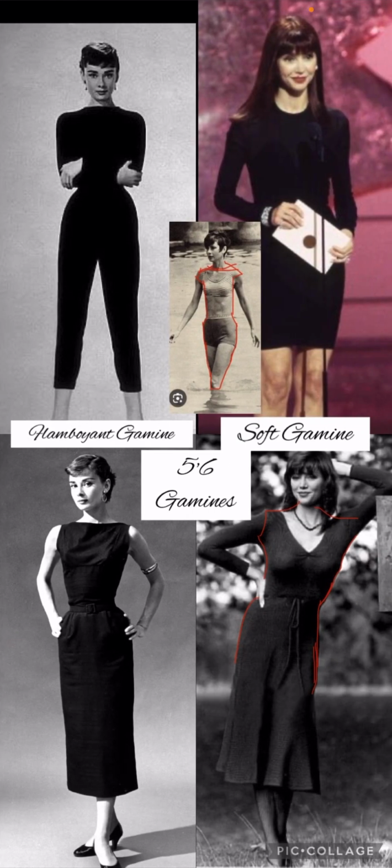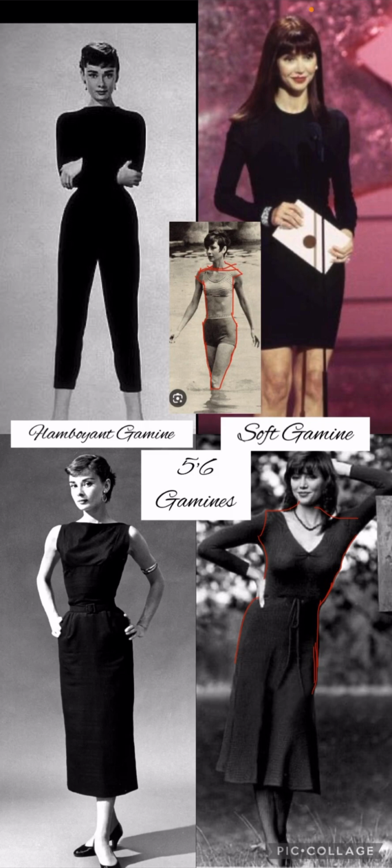So I'm going to start with, I did 3 different types of gamines in bone structure. And I wanted to clarify what I see as different types of gamines, which I think leads to a lot of confusion in typing. There are 5-6 soft gamines.